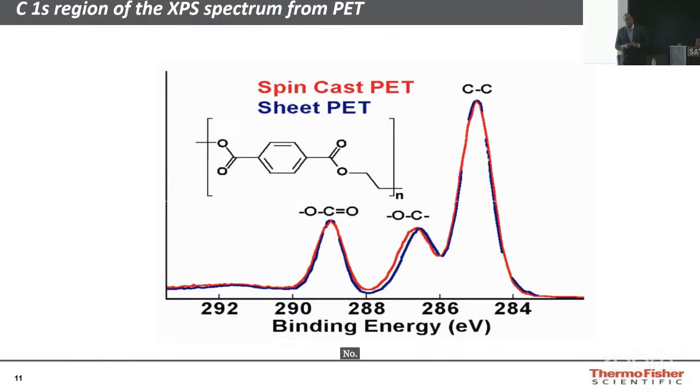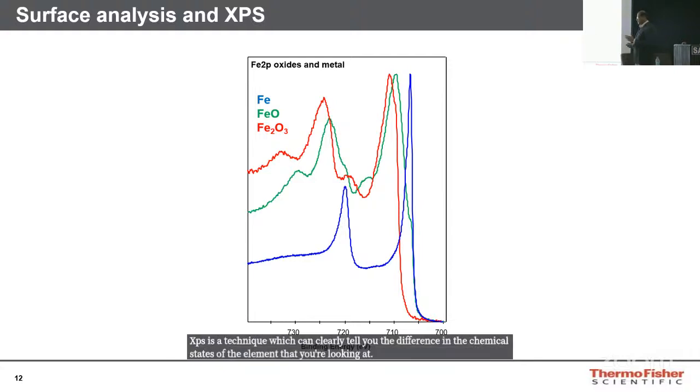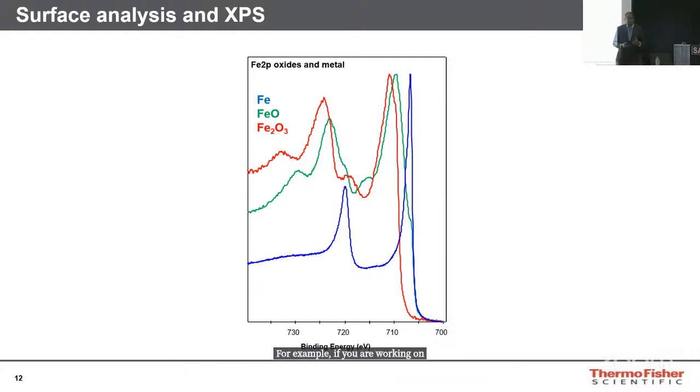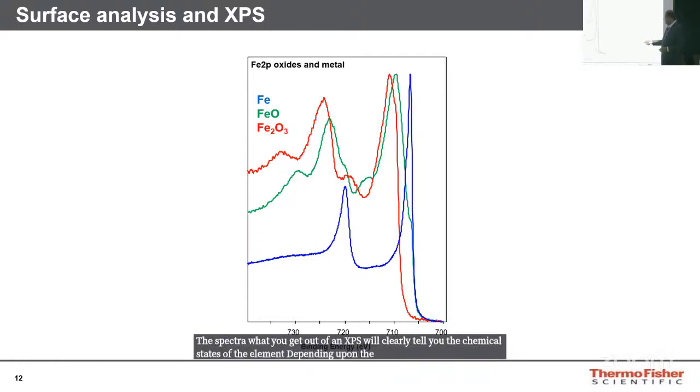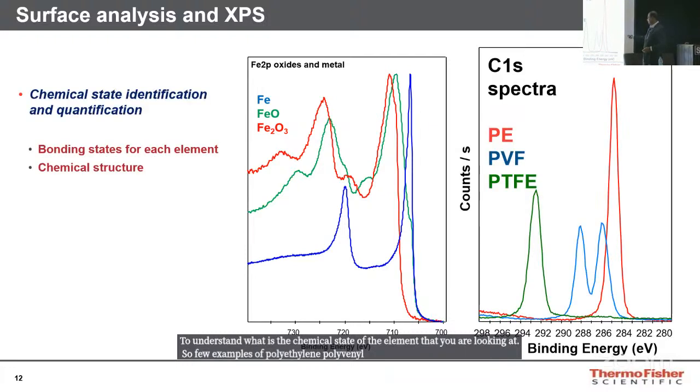Now, the beauty of XPS is that when you work on an element, XPS can clearly tell you the difference in the chemical states of the element that you're looking at. For example, if you're working on iron, iron can be in different states. Either it can be pure iron, or it can be an iron oxide, or it can be Fe2O3. The spectra that you get out of an XPS will clearly tell you the chemical states of the element depending upon the binding energy, which can be fingerprinted against the XPS atlas to understand the chemical state of the element that you are looking at. So a few examples of polyethylene, polyvinyl fluoride, and PTFE show the different chemical states of the element that you're looking at.